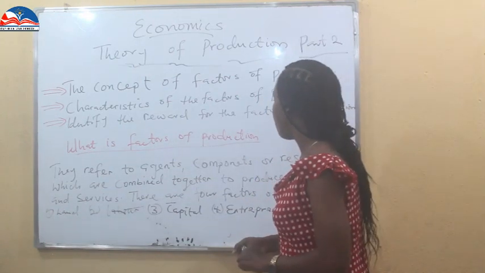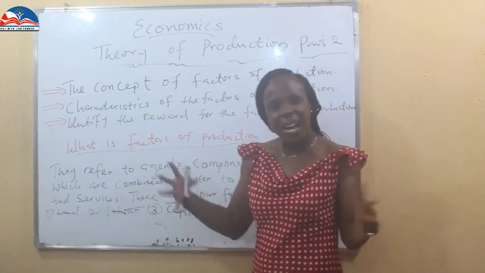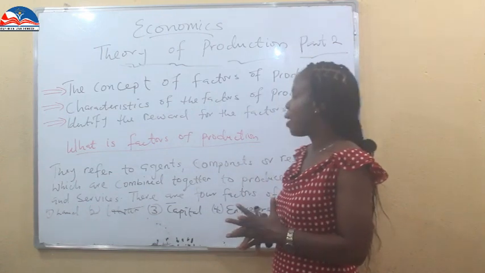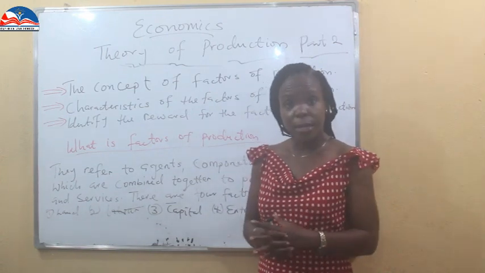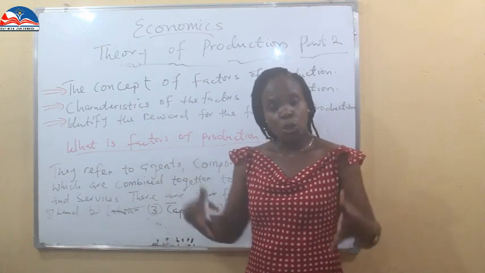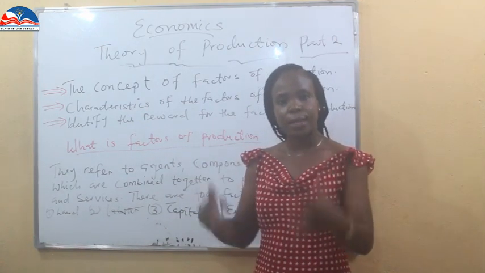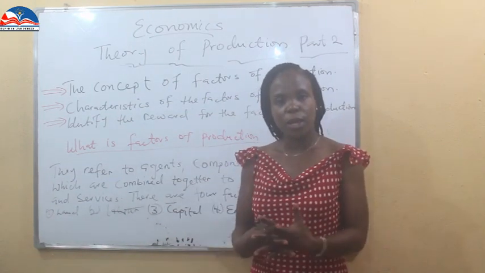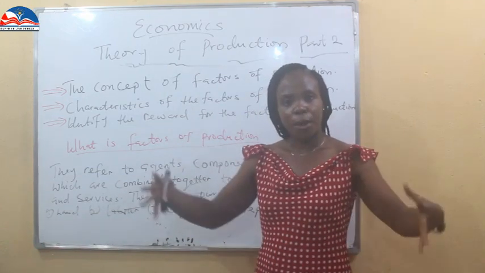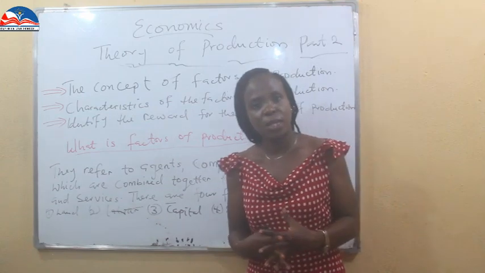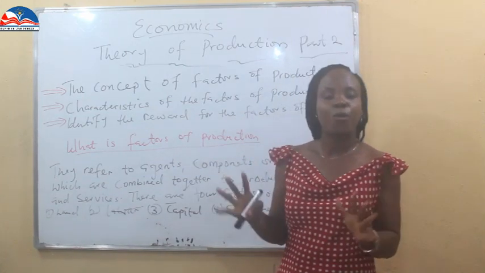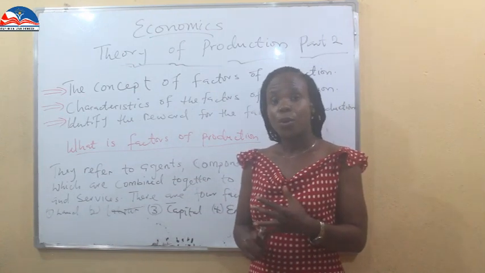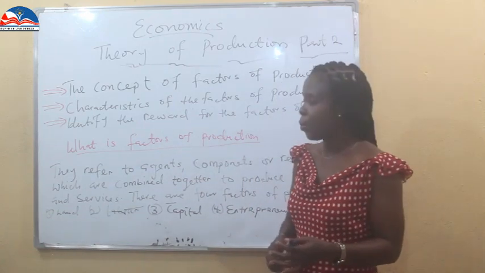They refer to agents, components, or resources which are combined together to produce goods and services. That is a factor of production. Those things that come together, that are brought together to make the production of goods and services possible. And we'll have 4 factors: land, labor, capital, and entrepreneur.